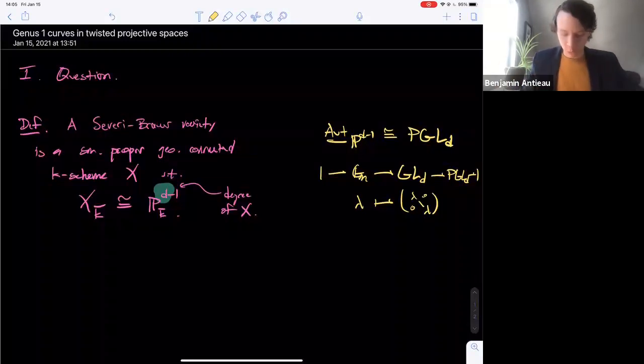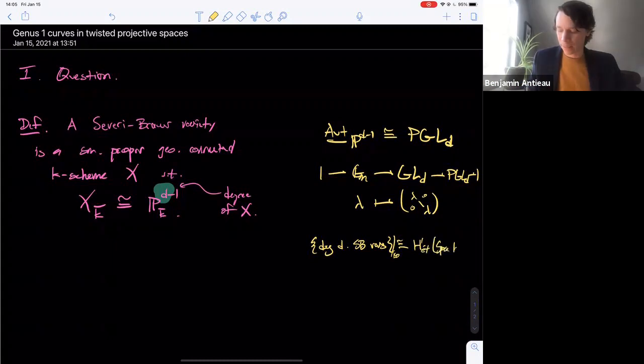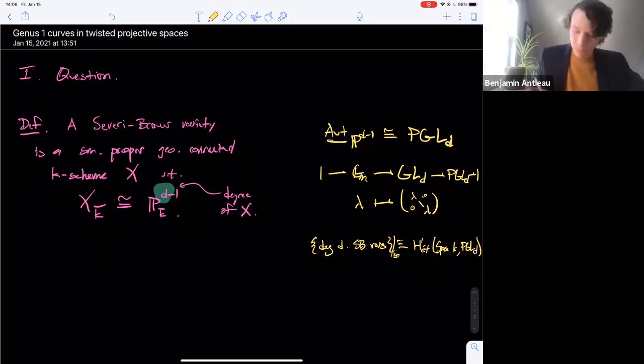And so general formalism says that the degree D Severi-Brauer varieties, up to isomorphism, correspond to elements of the non-abelian cohomology set H^1(K, PGL_D). I'm only going to really work over fields in this talk, but this would work for more general base schemes as well. Let me give a couple of examples of these before getting to the question, before popping the question to you all.